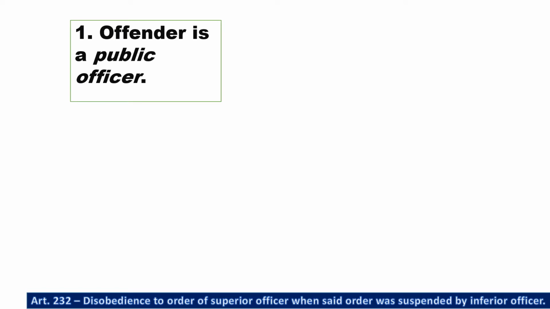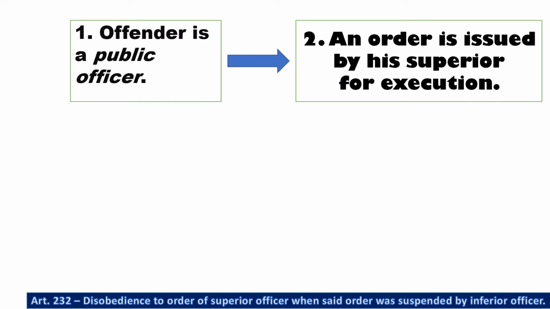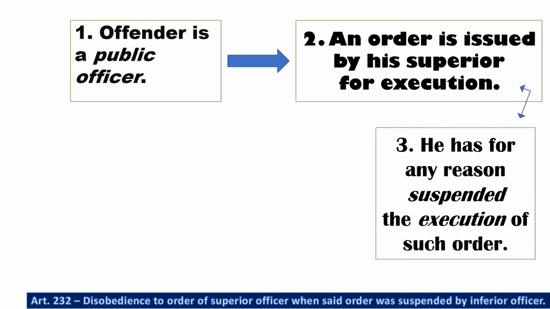So Article 232, what are the elements? Again, the offender is a public officer. But itong si public officer ay merong boss, meron siyang bossing. And the bossing issued an order. An order is issued by his superior for execution. But ano ang ginawa ng ating offender? Ang ginawa ng ating offender is he suspended the execution of the order issued by his superior. Again, the offender suspended the execution of the order issued by his superior for any reason.